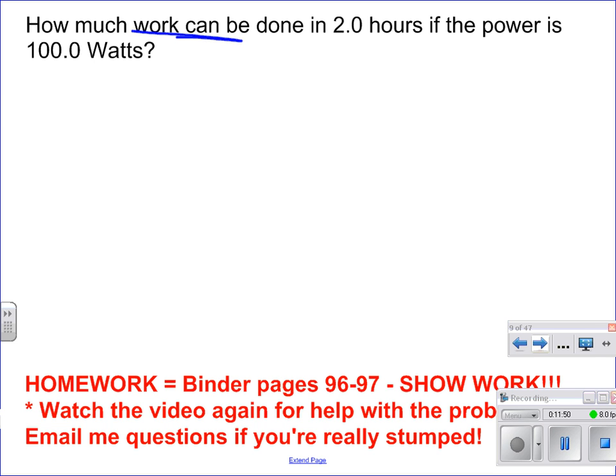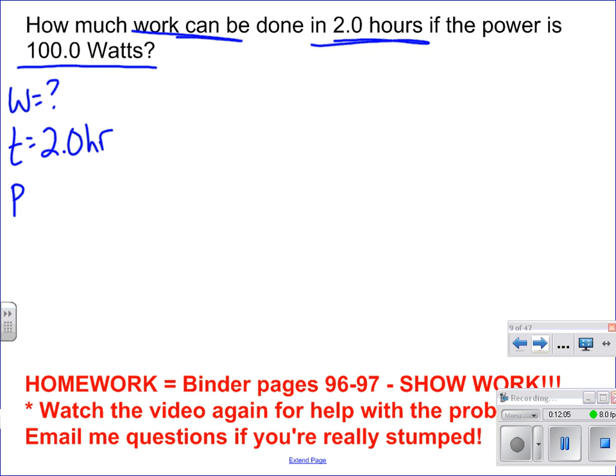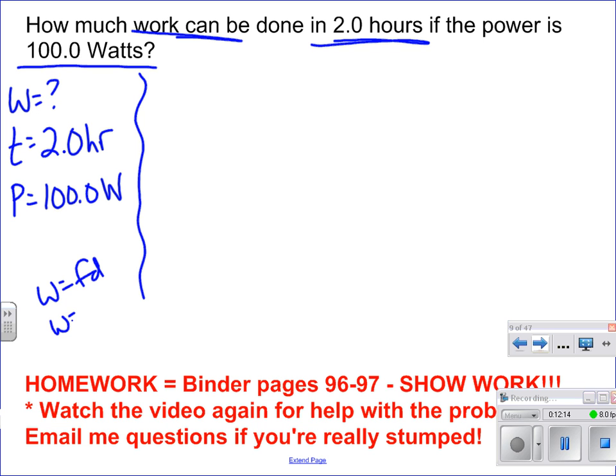How much work can be done, so work is our unknown, in 2.0 hours? Of course, that's our time. If the power is 100.0 watts. Now we know two formulas for work. We have work equals force times distance and work equals power times time. Which one are we going to use here? Well, of course, they gave us power and time, so we're going to use that one.